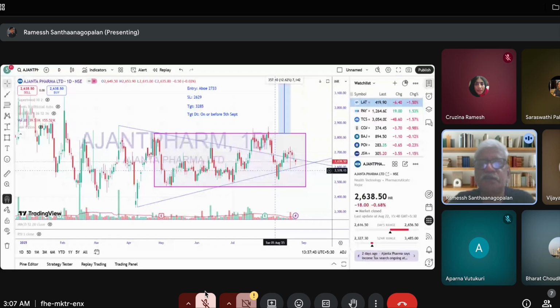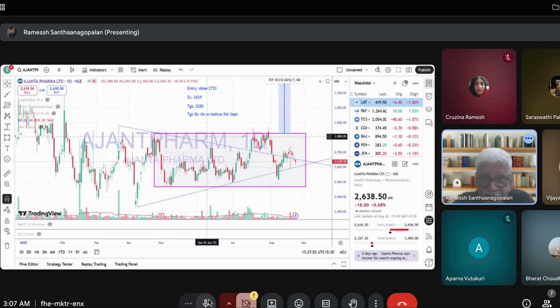Yeah, somewhere here it touched. So get out of this stock. We were out of this stock. We have made a loss and we booked it. But now there is a rectangle which is forming.